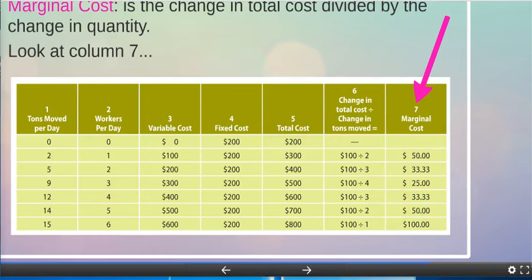Why are we interested in marginal cost? Changes in marginal cost reflect changes in the productivity of the variable resource, which is labor. The first 3 workers show increasing returns. 1, 2, 3. Increasing returns. The rising marginal product of labor reduces marginal cost for the first 9 tons moved. So we've got 9 tons moved. Our marginal cost is decreasing, which is good.